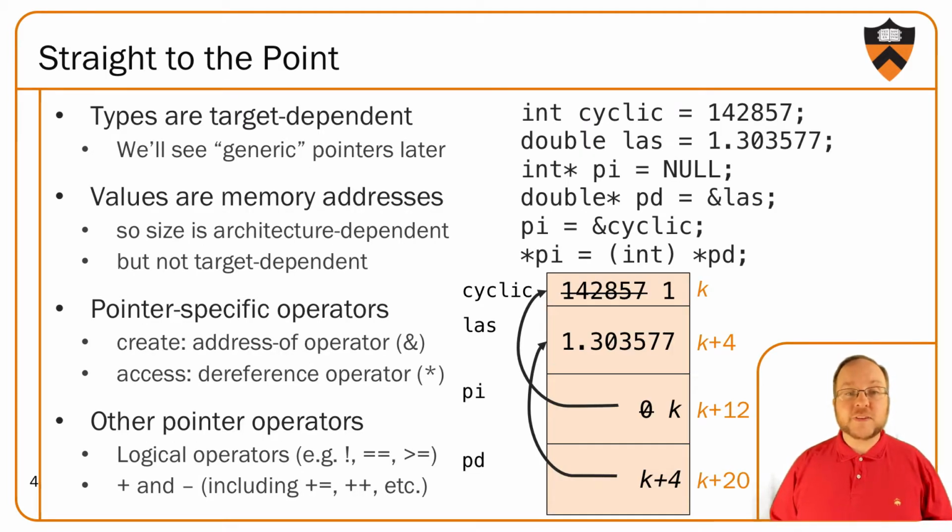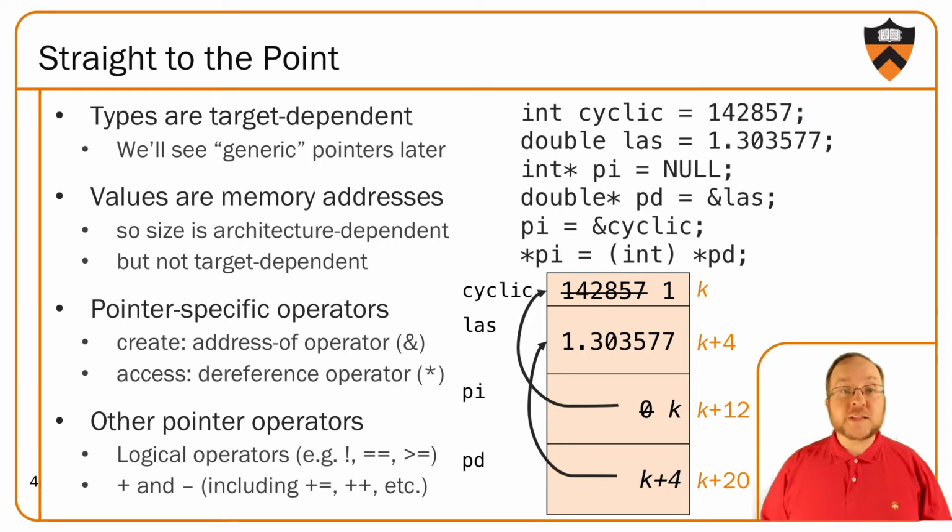C provides this feature with a category of types called pointers, which, as the name suggests, point at other data. A pointer's type is made up of two elements, an asterisk, indicating it to be a pointer, and the name of the type at which it points. So a pointer to an integer, like pi in this code, is different from a pointer to a double, like pd in this code. One is int star and the other is double star, and these are different types.